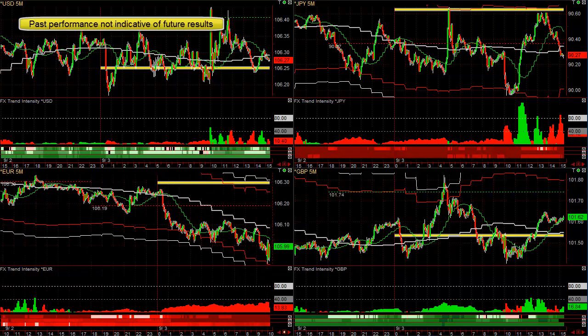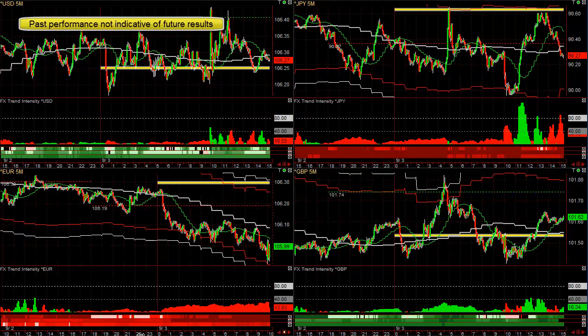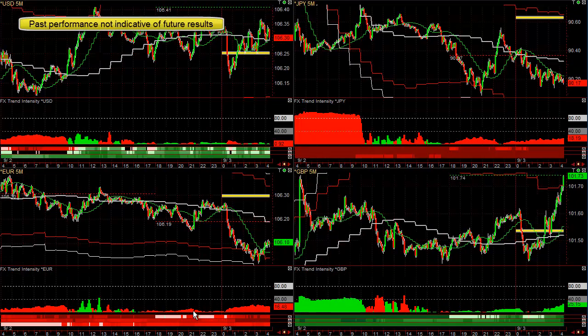Let me link all these together. You easily do that by making the chart colors the same on the top, and click this demo trading button right here on our toolbar, and that way when you scroll back in one chart they'll all line up nicely. Now at this particular time the dollar broke out from below to above its hourly moving average. It didn't break that previous swing high, so it's kind of a bummer.